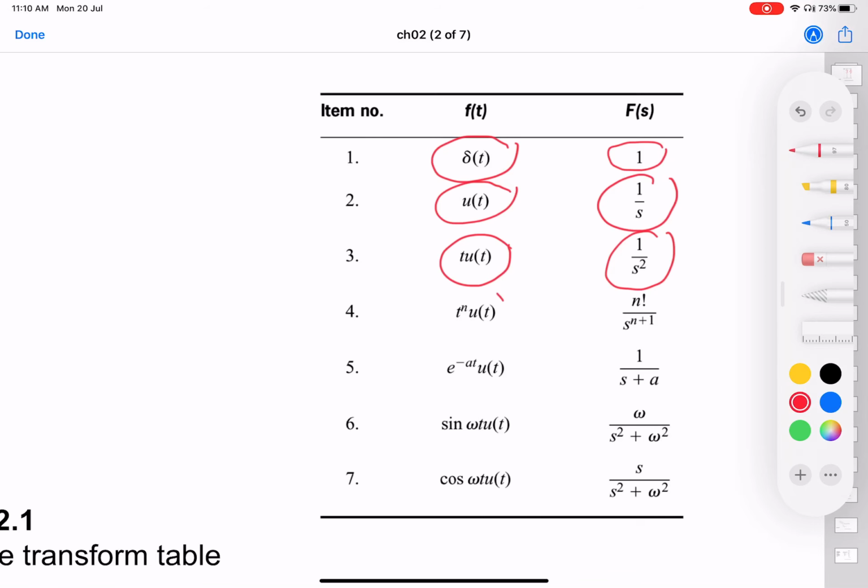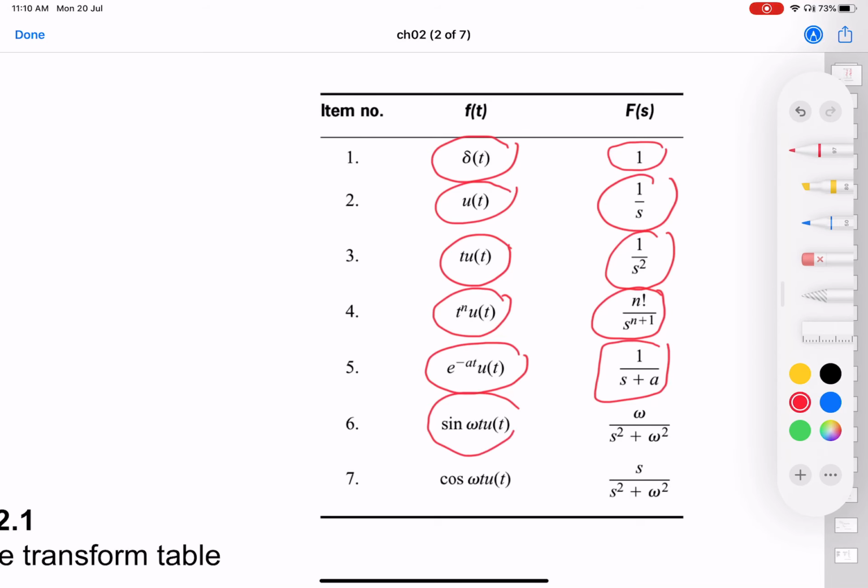If it is some function of time, like parabolic or cubic polynomial, so it's t to the power n u(t), then it is n factorial divided by s to the power n plus 1. If it is an exponential term multiplied with u(t), you'll have 1 by s plus a.